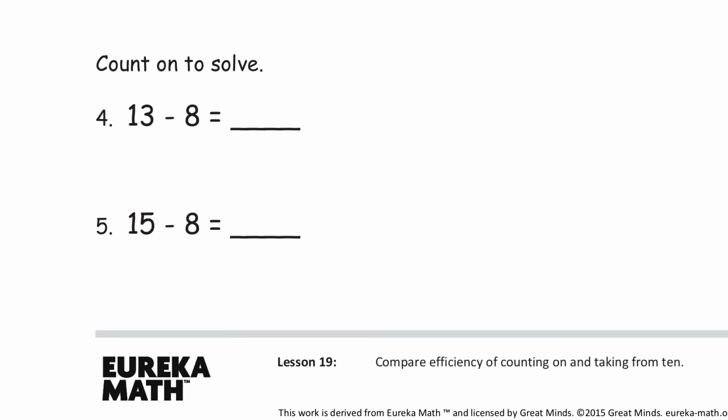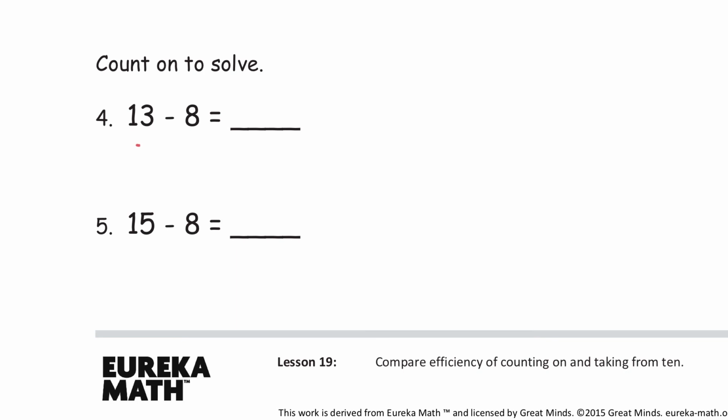Welcome back. I hope you were able to solve number 3. We're going to look now at numbers 4 and 5. The directions are count on to solve. I'll do number 4 with you. You will do number 5 by yourself. So when we count on to solve, remember we want to find the difference between 8 and 13. It's still the same subtraction problem as when we make 10. We still have 13 total, and we still are taking 8 away from that group of 13. It's just we're finding the difference between those two numbers by counting on.